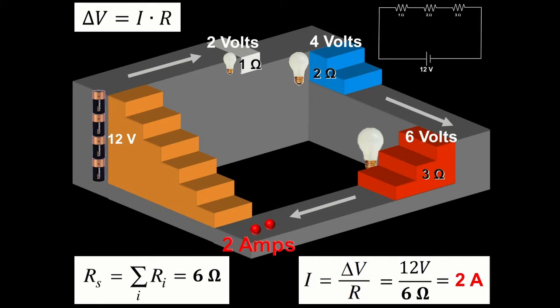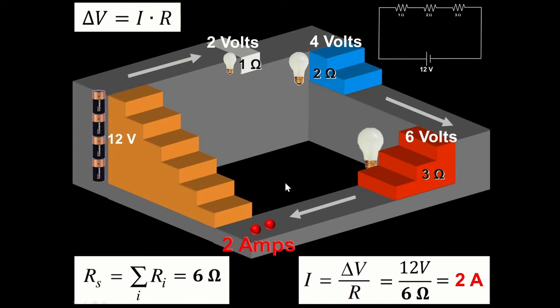I often have students ask me, well, how do the charges know to drop it by 2 here and 4 there so that it can drop it by 6 here to get back to nothing at the end? It's a good question, but the charges don't know anything. How much voltage it drops depends on how much current there is and how much resistance there is.